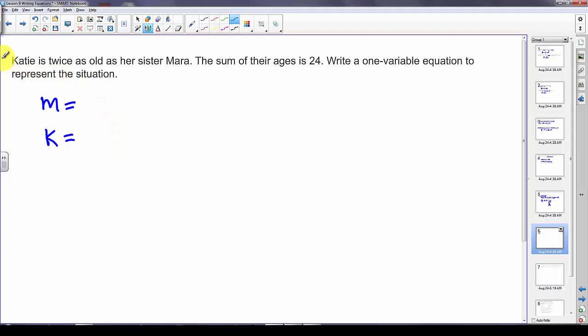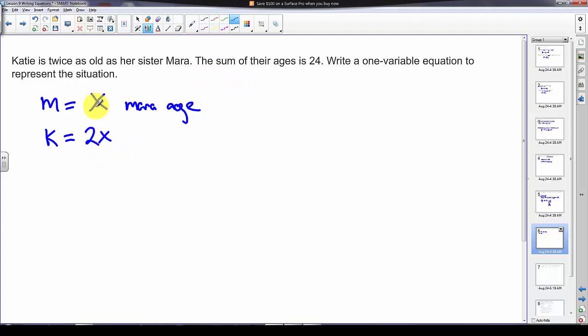So if we look at the first sentence, Kate is twice as old as Mara, Kate is referencing Mara. So Mara is our total unknown. And typically if we have an unknown, we call that unknown X. So Mara is going to be X in this case. Now it says Kate is twice as old as that. So if I say twice as old as Mara's age, then I would say Kate is 2x, because twice means 2 times. And then it says the sum of their ages is 24.